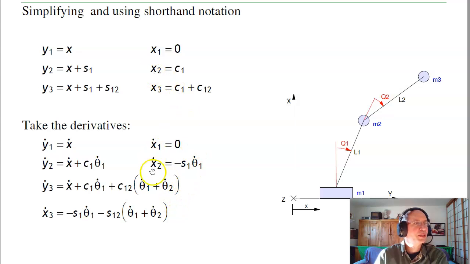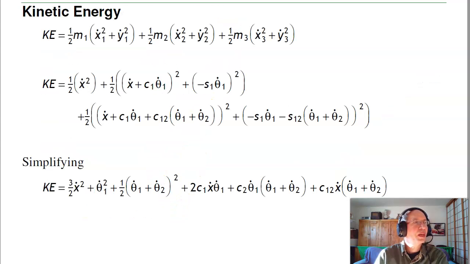Okay, so we have positions and velocities now. With that, I can define the kinetic energy. That's one half m1 v1 squared plus one half m2 v2 squared plus one half m3 v3 squared. The first mass's speed is just x dot squared. For the second mass, here's your x2 dot squared plus y2 dot squared. Third mass, x3 dot squared plus y3 dot squared. And all masses are 1.